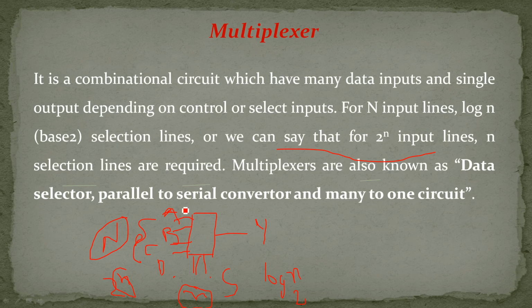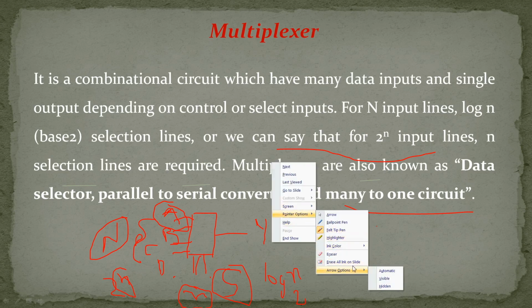I am selecting the data of a particular source, either A, B, C, or D, and transferring it to the output. This selection is based on the select lines, so it is called a data selector. Parallel to serial converter: here we have multiple inputs and a single output, so it is called parallel input, serial output. It is also called a many to one circuit, as it has many inputs and one output. So these are the different names for the multiplexer.